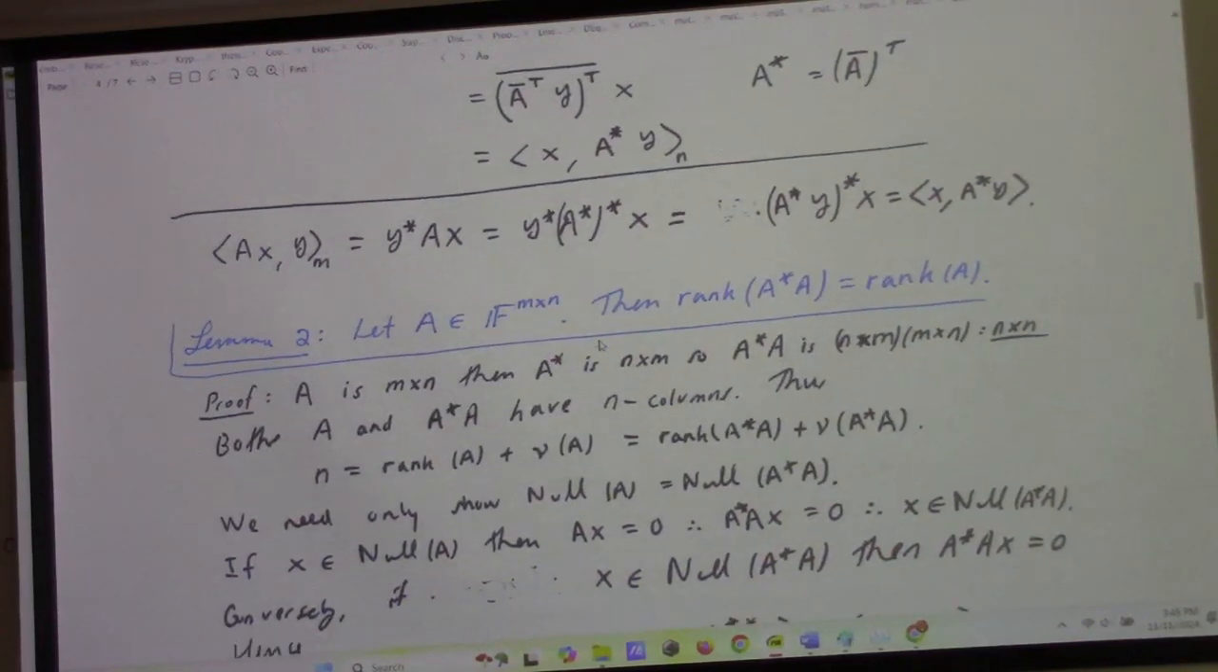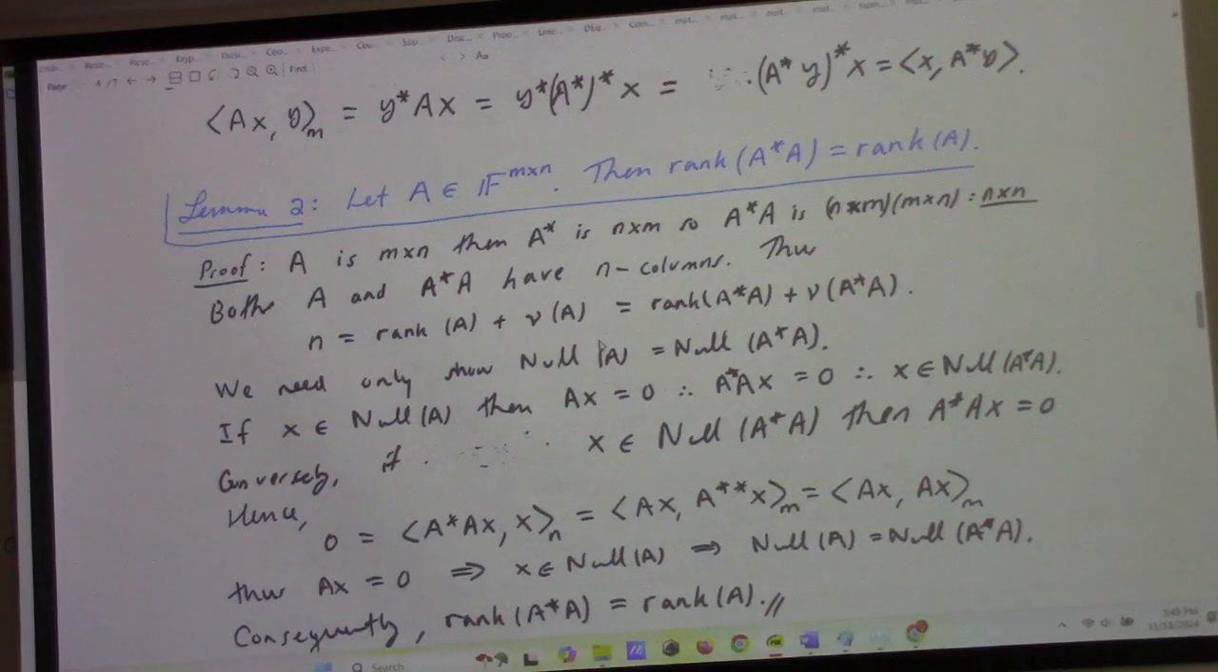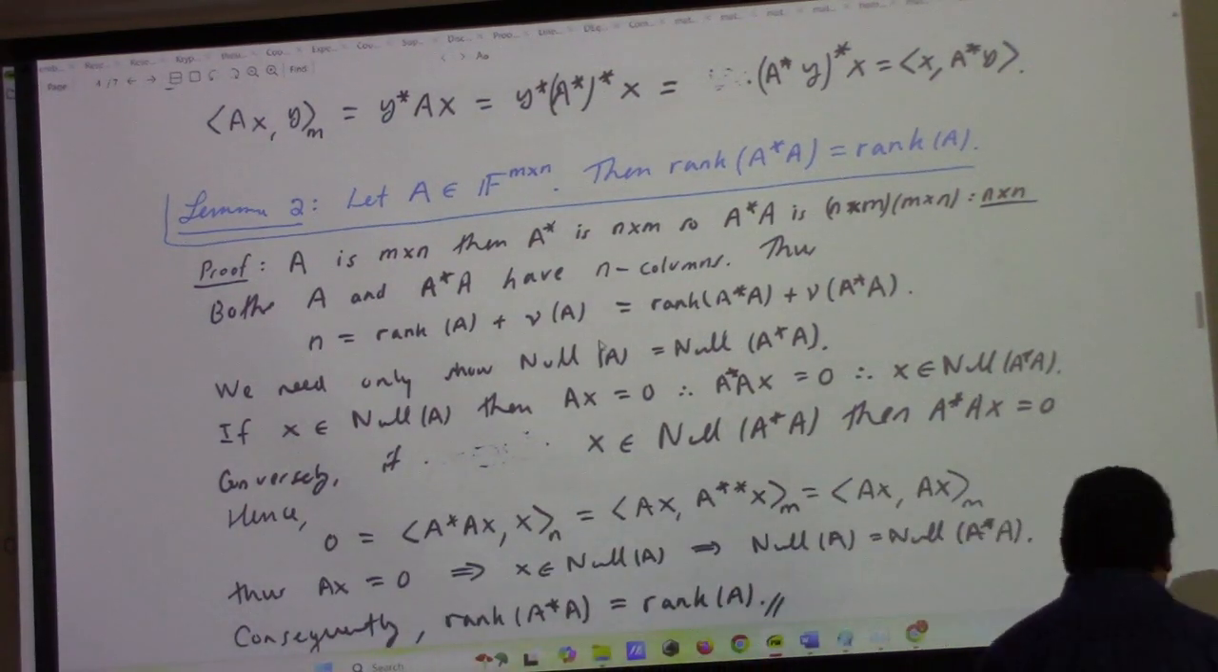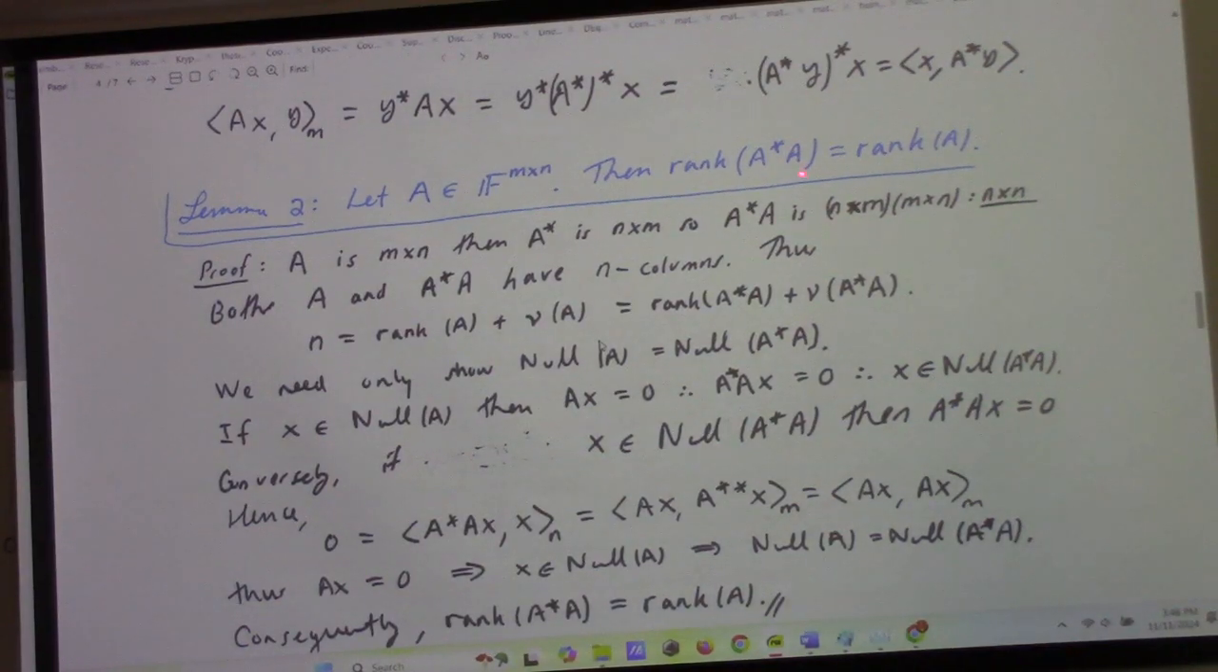This right here is a little bit interesting. Lemma 2: the rank of the adjoint of A times A is equal to the rank of A. This is kind of an interesting result, so let me walk through it. A is m by n, and the adjoint of A is n by m. So if we look at A adjoint A, it's n by m times m by n, which is n by n, right? So both A and A star A are matrices with n columns.